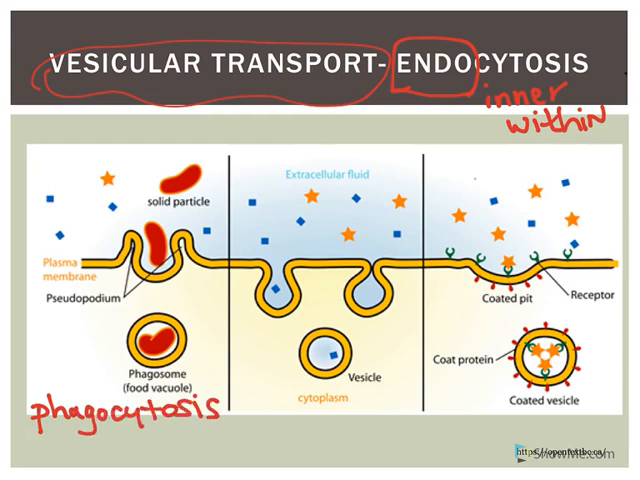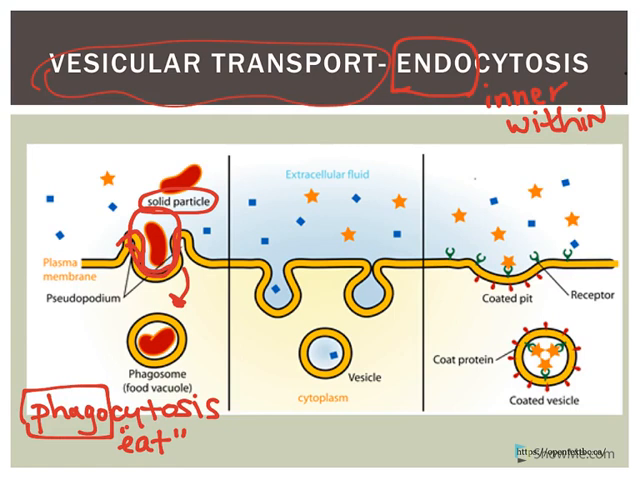Phagocytosis is a process in which the cell engulfs and brings in a solid particle. You'll notice here this cell membrane is starting to invaginate. It's going to encircle that particle and then bring it into the cell. So that is referred to as phagocytosis. Phago is a prefix that means to eat, and cyto means cell, so cell eating.